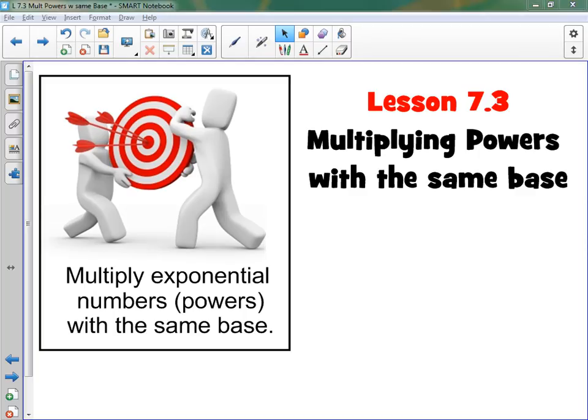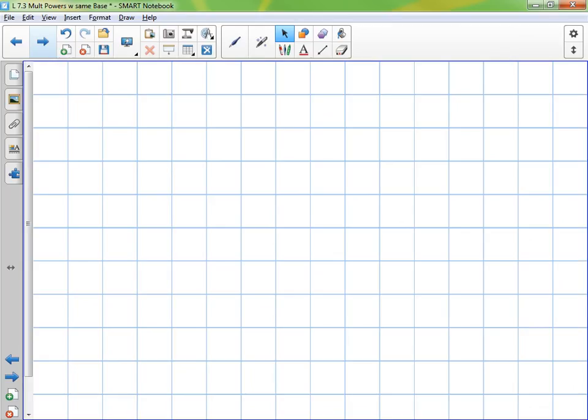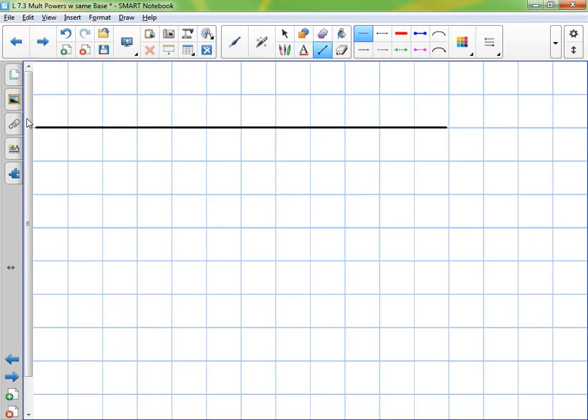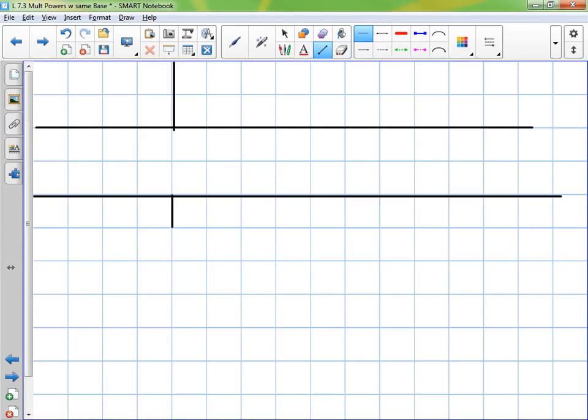This is lesson 7.3, multiplying powers with the same base. Today's target: multiply exponential numbers or powers with the same base. You can set up your Cornell note paper, just like you always do. Put in the learning target, put in lesson 7.3, hit the pause button, and resume when you're ready to go.